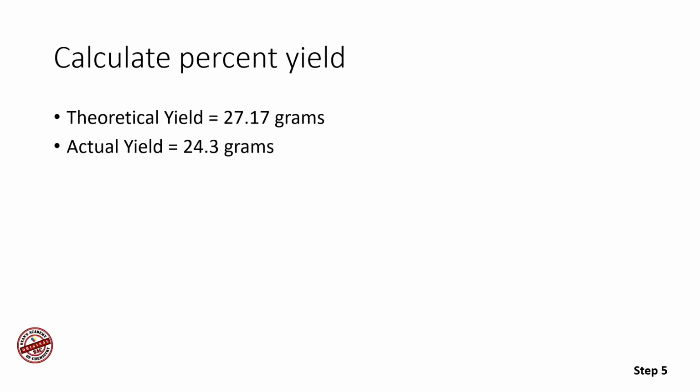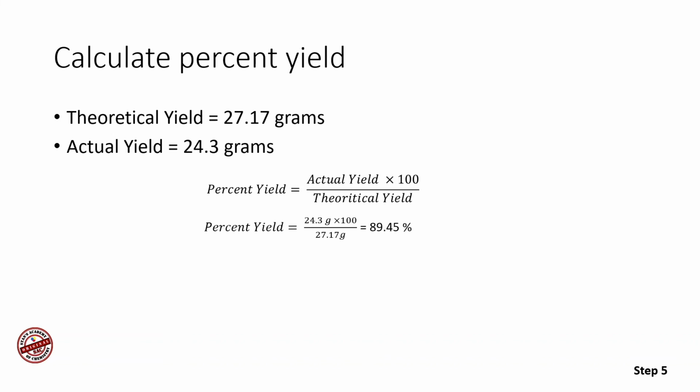The theoretical yield for this reaction is 27.17 grams. The actual yield was 24.3 grams. Percent yield is equal to actual yield divided by theoretical yield times 100. Substituting the numbers, we get the percentage yield to be 89.45%.